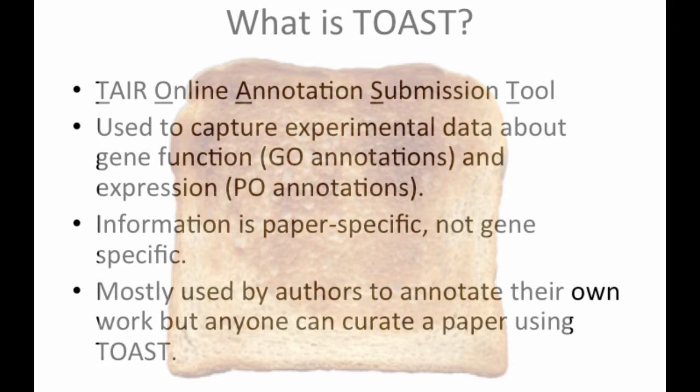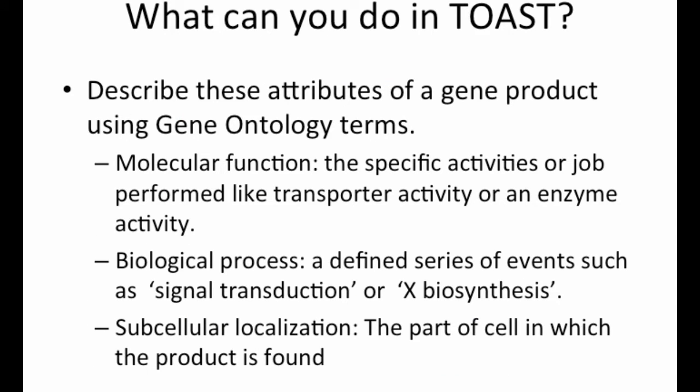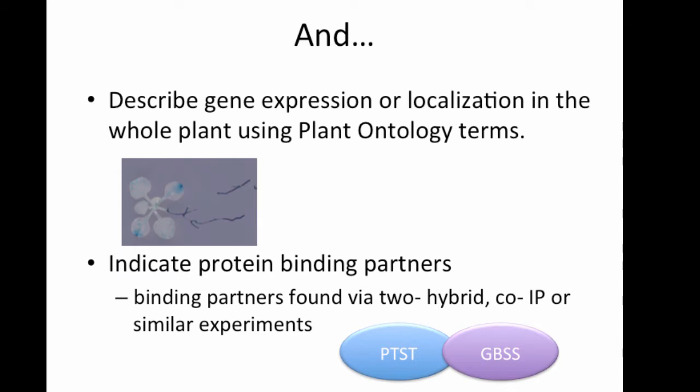In TAIR, we capture gene function data and expression data from individual papers using terms from the gene ontology and plant ontologies. The main types of annotations we make in TAIR use gene ontologies to describe the molecular activity of a gene product, such as kinase activity, its biological role, such as signal transduction, and cellular localization, such as in the plasma membrane. We also use TOAST to capture experimental information about gene expression and protein localization within the whole plant using plant ontology terms, as well as capturing protein binding interactions.